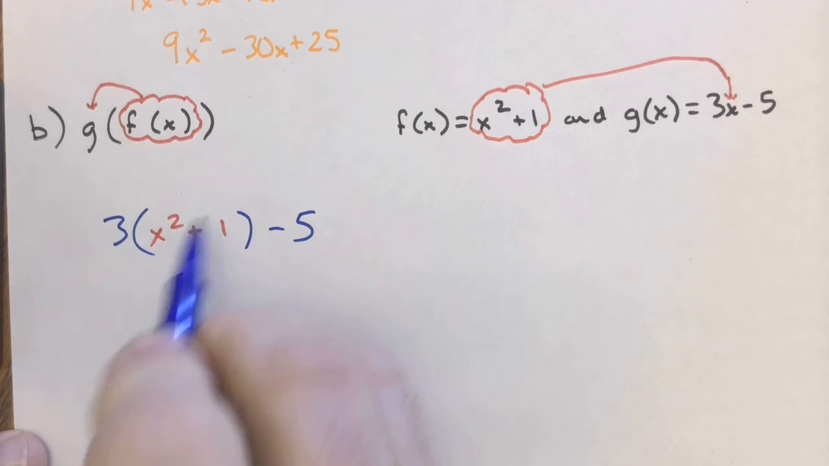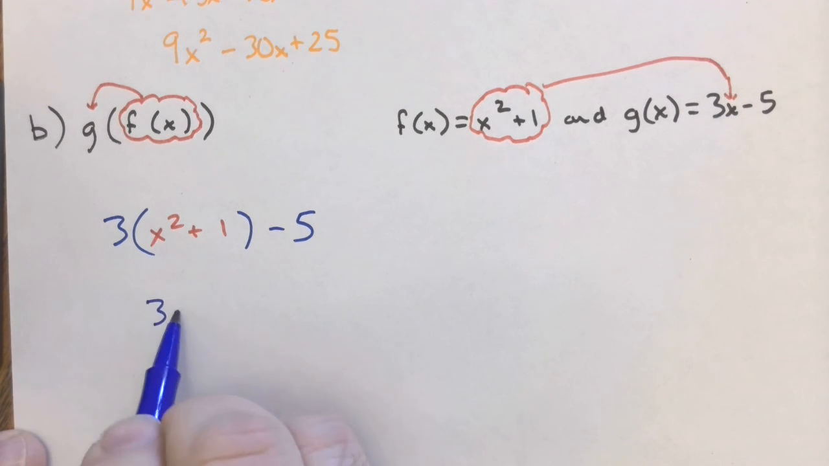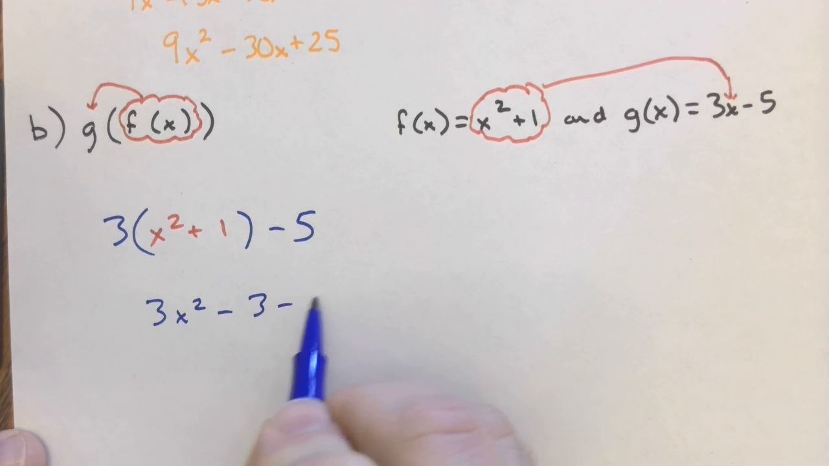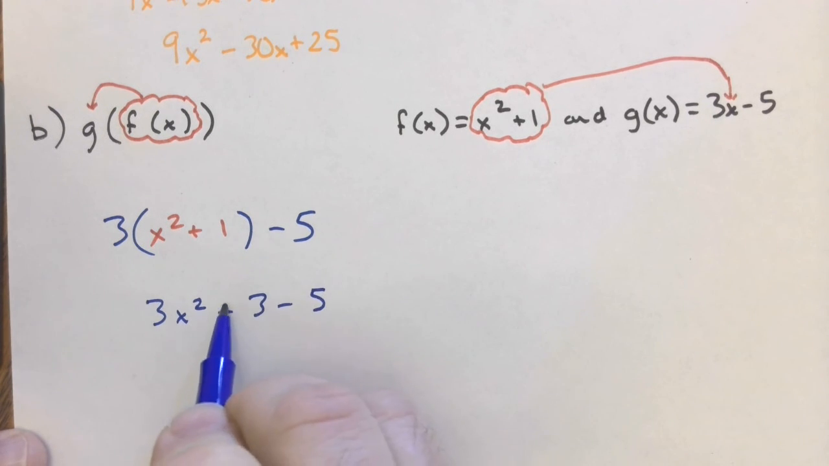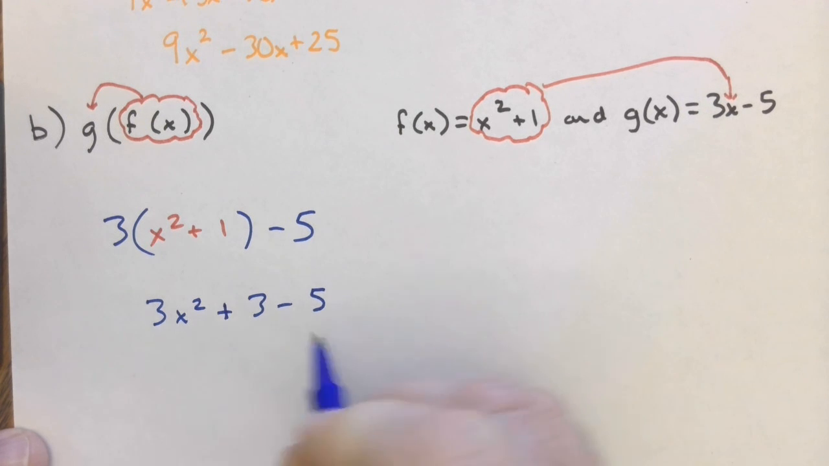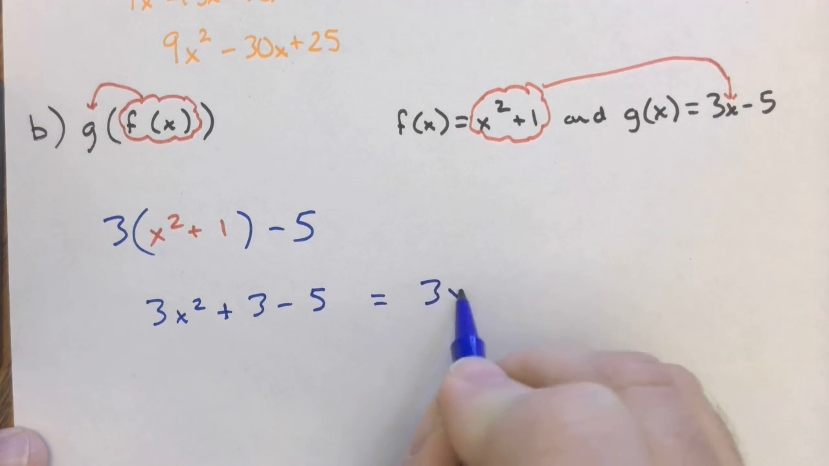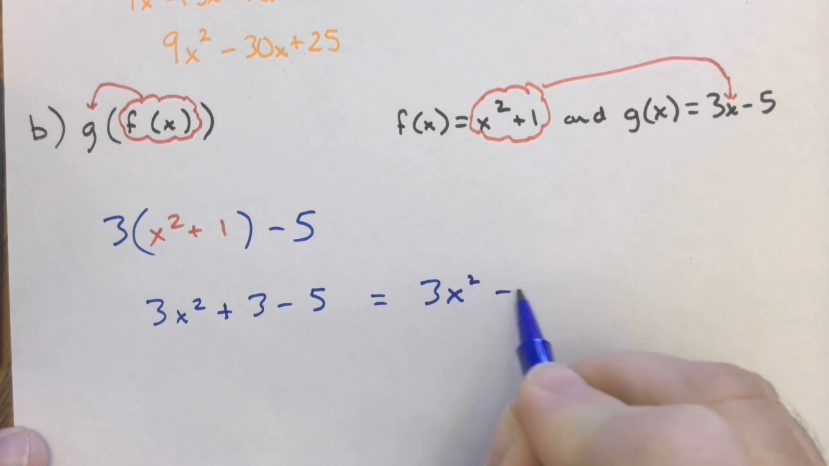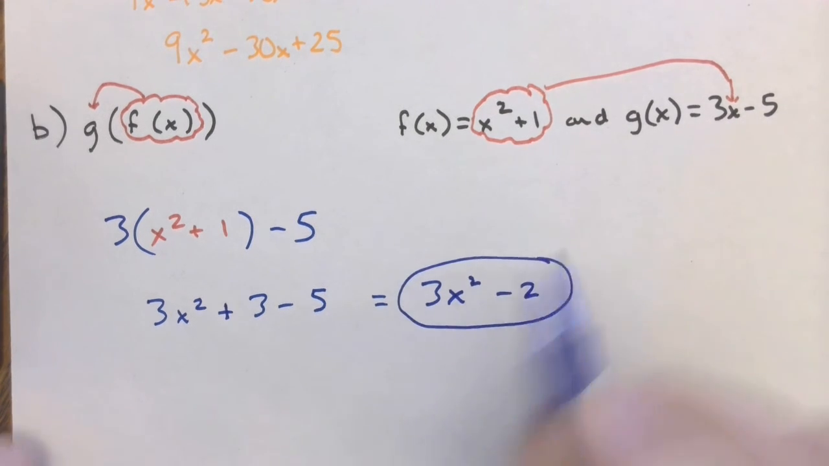And now distributing the 3 in, that would give us 3x squared plus 3. And then the minus 5 on the end, and when we combine like terms, 3x squared minus 2 for a final answer on that one.